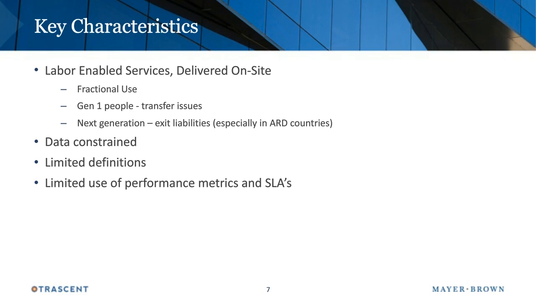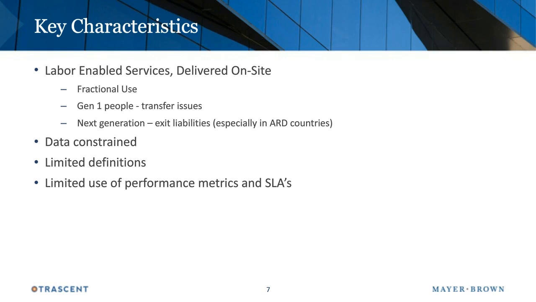In generation one, the transfer of people becomes the dominant objective, and ensuring a business case that can justify the transfer of people. In generation 2, 3, or what we call next generation of the contract, exit liabilities are important, but also continued improvement, innovation, and technology are taking the forefront.